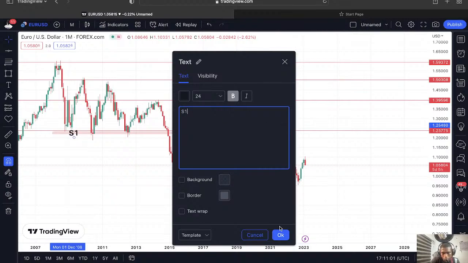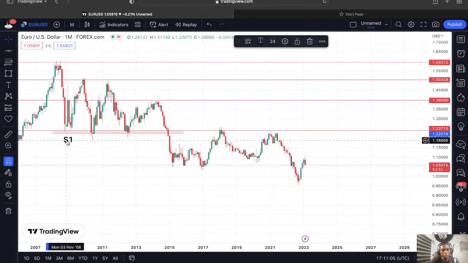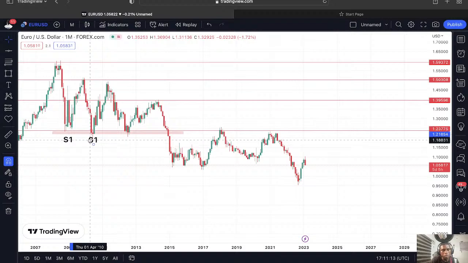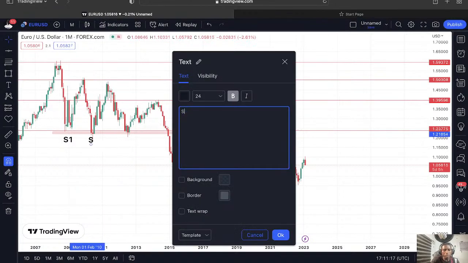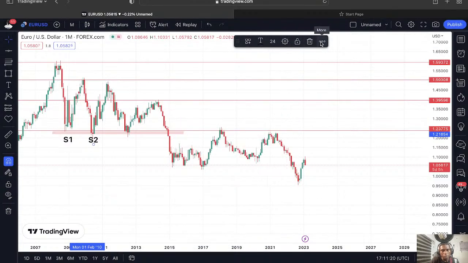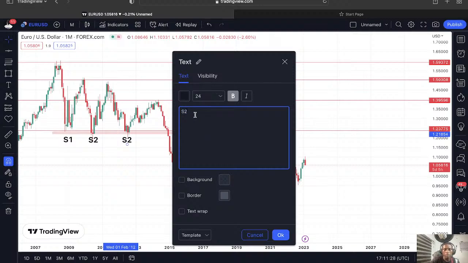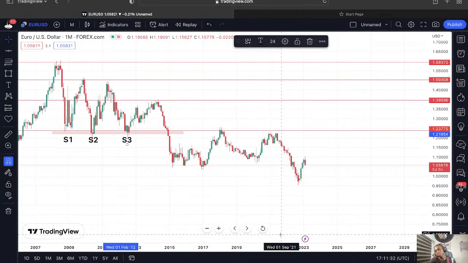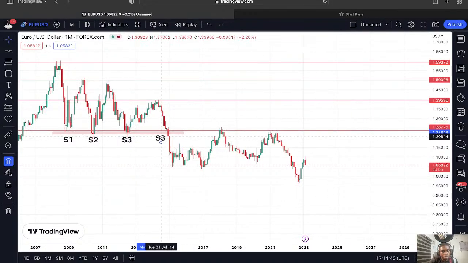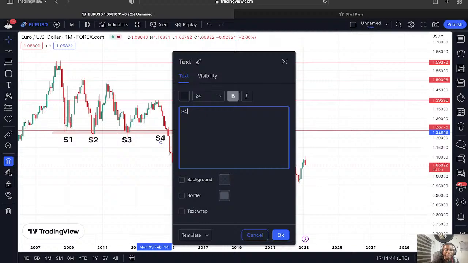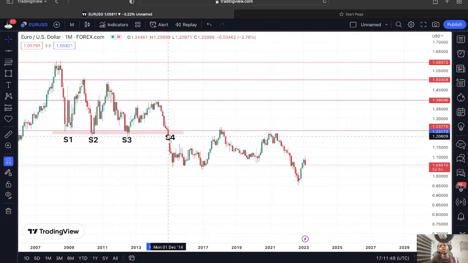So let's say this one now is support 1, and this one is support 2, and this one is support 3. Now the last one, that was supposed to be support 4, became the one that could no longer hold the price from breaking out downwards.